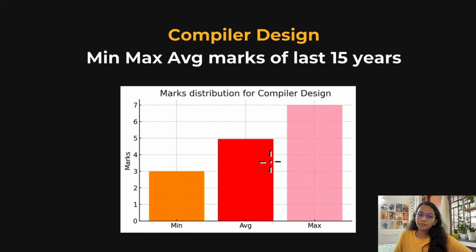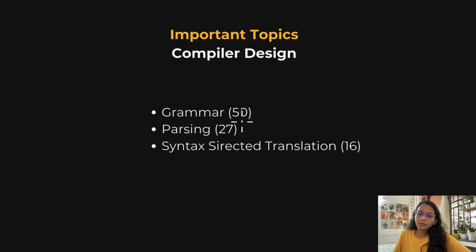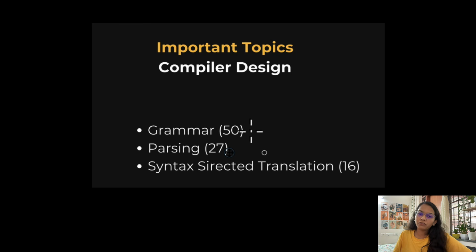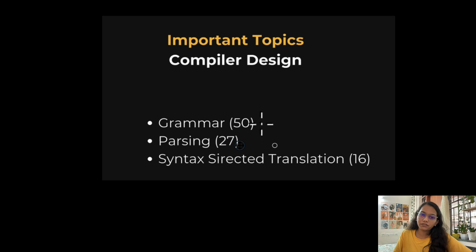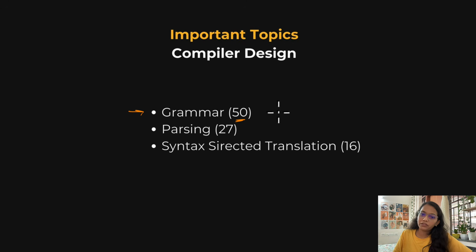So this is the minimum, maximum and average marks of compiler design. You can see on average 5 marks are there from compiler design every year. So these are some important topics from compiler design. The first one is grammar. You have to study these grammars, where some grammar will be given to you. They can ask you for the first and follow of some symbols. This is also a very easy topic that you can study and answer the questions from.